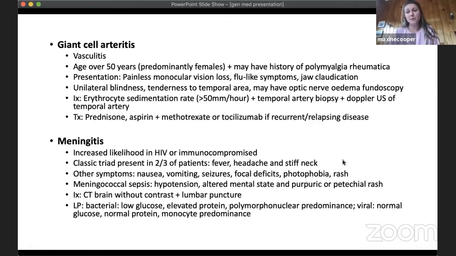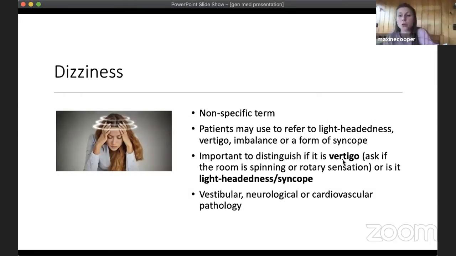Always being aware as well if it becomes septic. So looking at their vitals, are they hypotensive, is their mental state going down, or do you have this kind of worrisome rash? So important to be aware of. And I've just listed there what you would expect to see on the lumbar puncture if it was bacterial versus viral as well. So if it's bacterial, the bacteria eating up all the glucose, and so you get a low glucose and a high protein, whereas viral, you're going to have a normal glucose and protein because they're not eating that up. Okay, cool. So on to dizziness now.